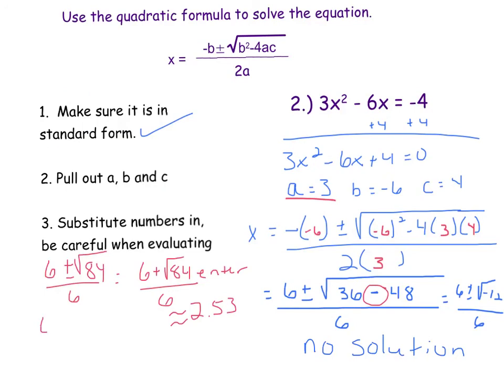And then the second one would be 6 minus the square root of 84, enter. You can use parentheses if you know how to do that, but do that part first and then divide by 6. You will have a more accurate estimation than if you rounded too soon. And that one would be negative 0.53.